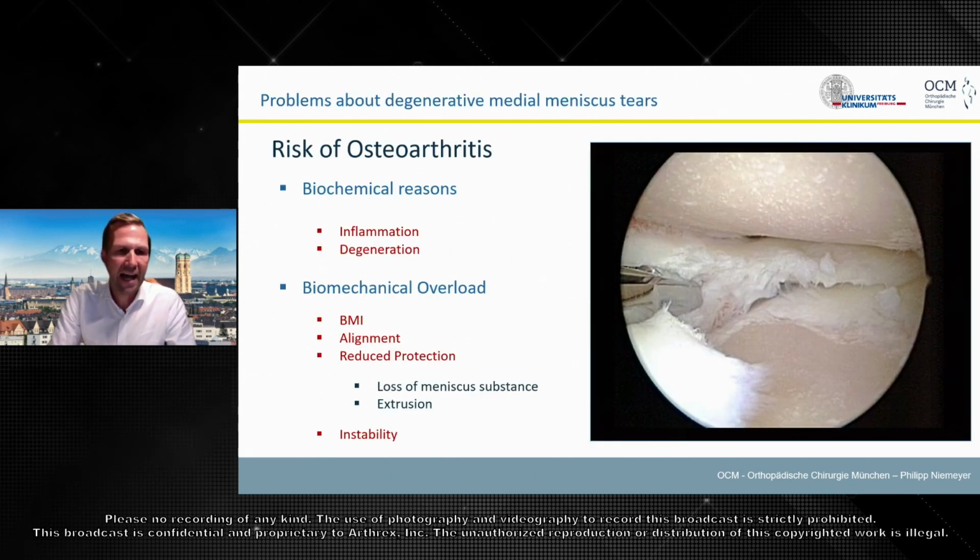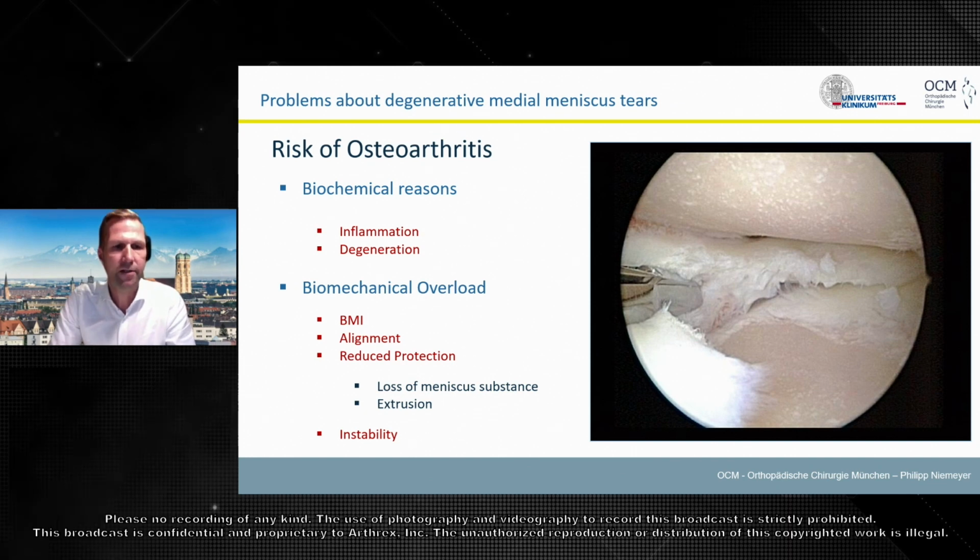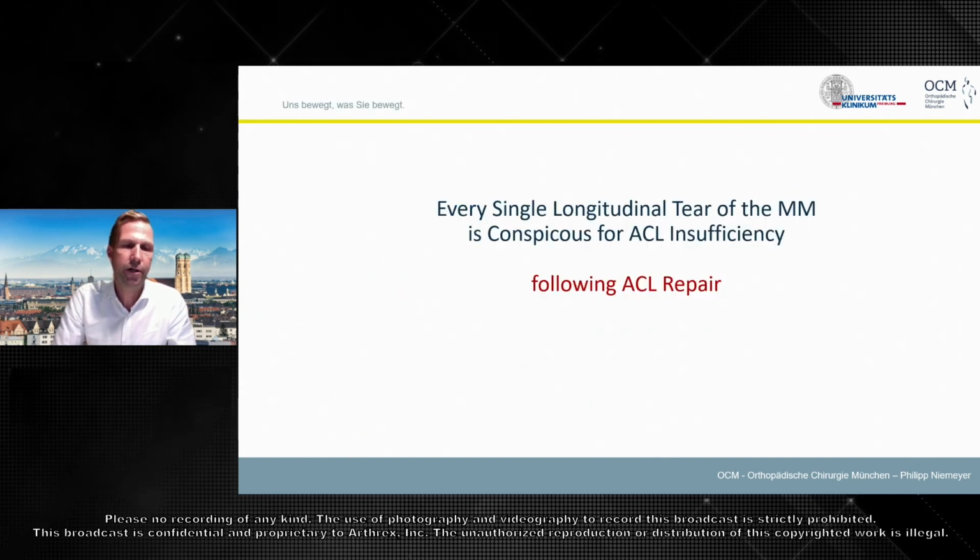surgeries. Nevertheless, the last point I just want to mention at the end of my talk is that biomechanical overload can also be caused by instability of the joint. When I learned about arthroscopic knee surgery, my teacher told me that once you have a longitudinal or bucket handle tear of the medial meniscus, this is always conspicuous for any kind of ACL insufficiency, especially once you have a patient who had already an ACL repair. So you really need to be aware that maybe some remaining instability or rotational instability, which is definitely a separate topic, might contribute to this kind of tear.